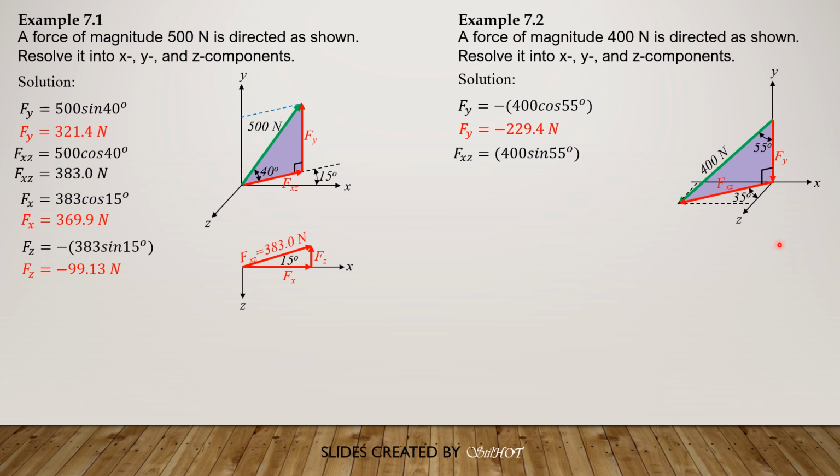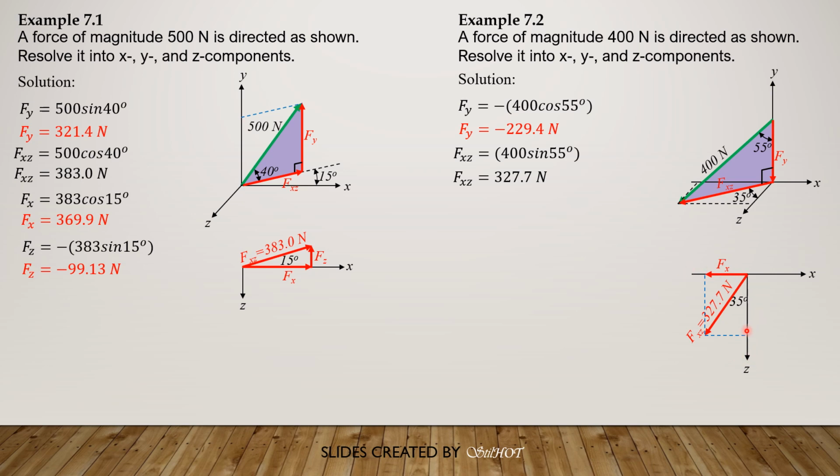Then from there, let's draw the top view showing the x and z axes. So solving for Fxz, 327.7 newtons, and this is the top view, so that we can resolve it into x and z components. Obviously, the x component is negative, it is directed to the left, while the Fz component is positive.